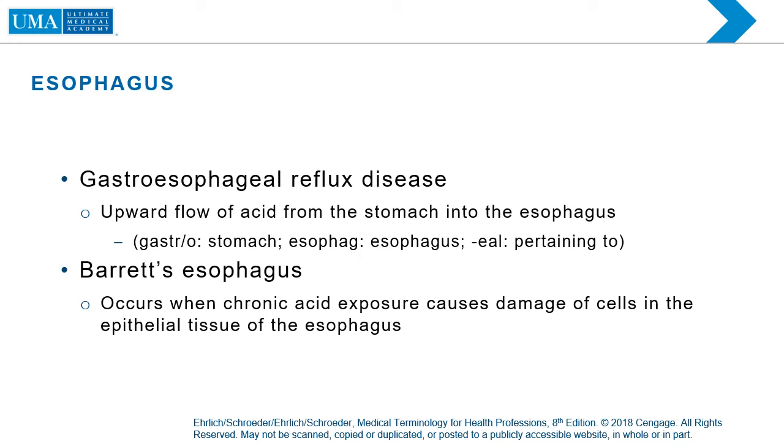When reflux occurs, the stomach acid begins to be irritated and then damages our delicate lining of that esophagus. Take a look here at the Barrett's esophagus. This is a condition that occurs when our cells in the epithelial tissue of the esophagus are damaged by chronic acid exposure. And remember, chronic means over a long period of time, whereas acute means sudden onset. Now, some patients with chronic GERD develop this complication, which slightly increases their risk of esophageal cancer.